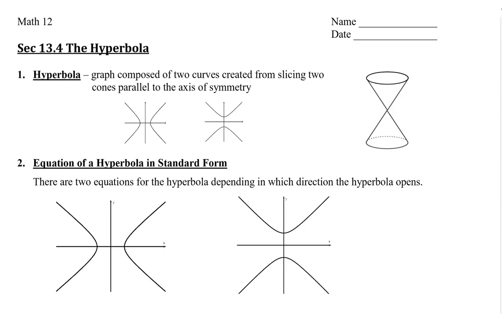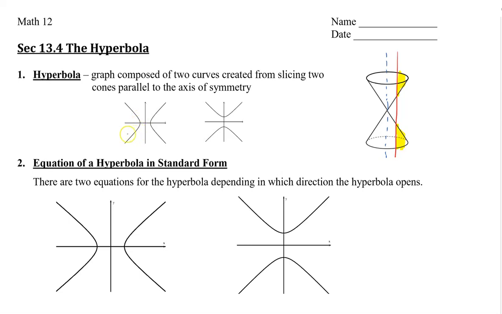Now, a hyperbola is a graph and it consists of two curves because it's created from slicing two cones, which are end to end. And we're going to slice the cones parallel to the axis of symmetry. So the axis of symmetry is right down the center. And when we cut the cone parallel to this axis of symmetry, we're going to get two parts that are cut off. And these two parts are what create the hyperbola.